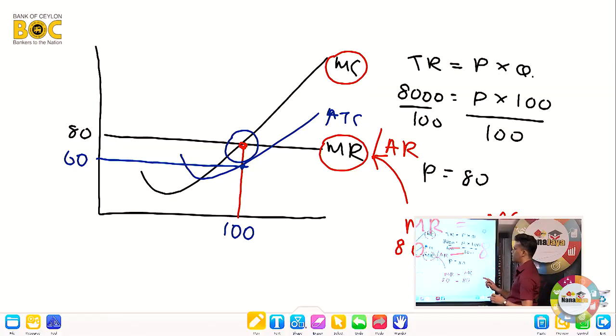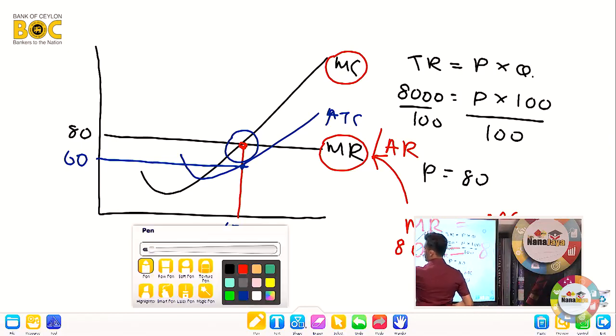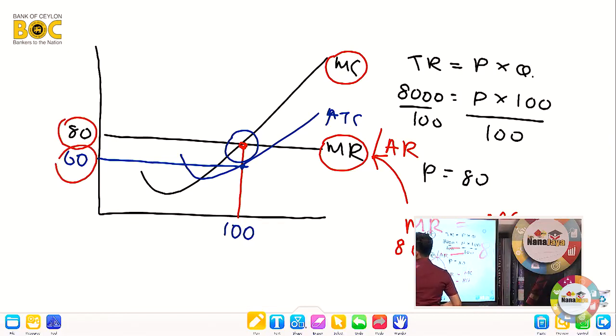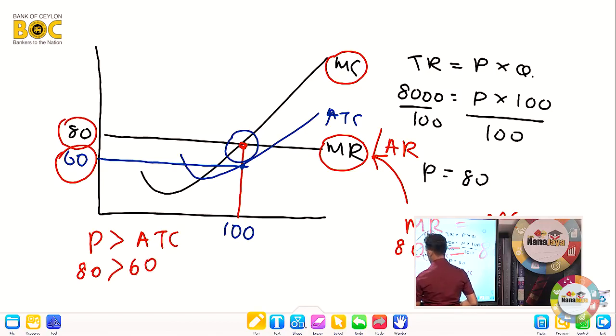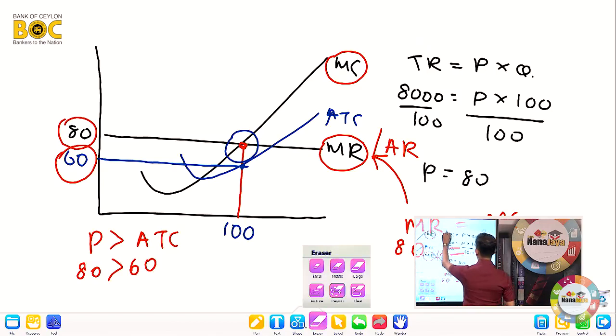Why? Price is rupees 80, average total cost is 60. Price is greater than the average total cost. Price is 80, average total cost is 60. Actually, we can calculate the profit and show it.